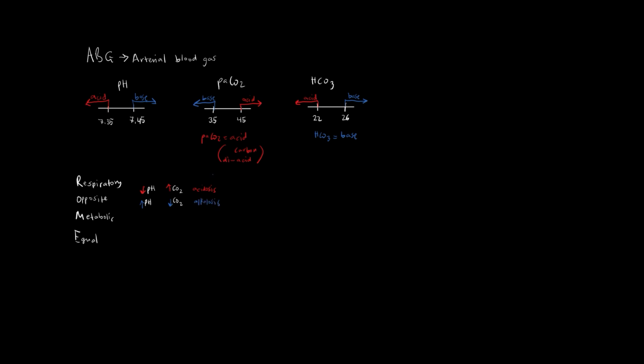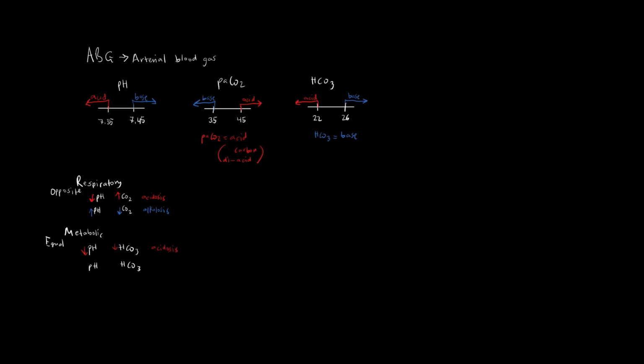And then as for metabolic, the pH and the bicarb levels or the HCO3 levels are going to move in the same direction. So if we had a pH that is lower than normal and the bicarb that is lower than normal, we are going to be in a state of metabolic acidosis. But if we had a pH that is greater than normal and a bicarb level that is greater than normal, we are going to be in a state of metabolic alkalosis.